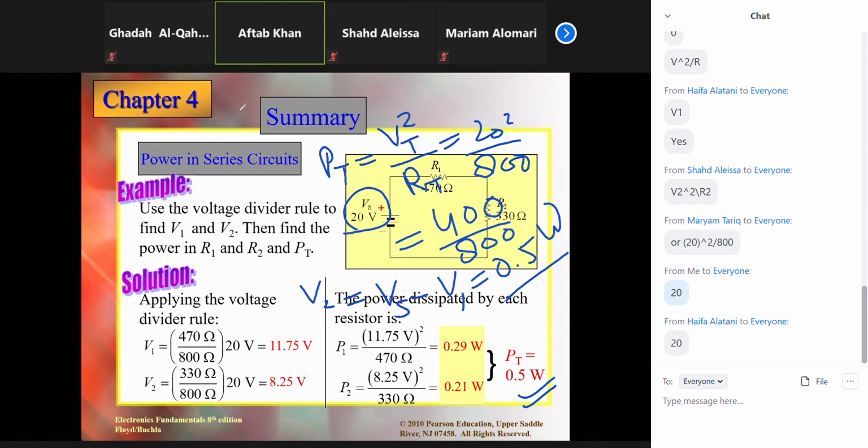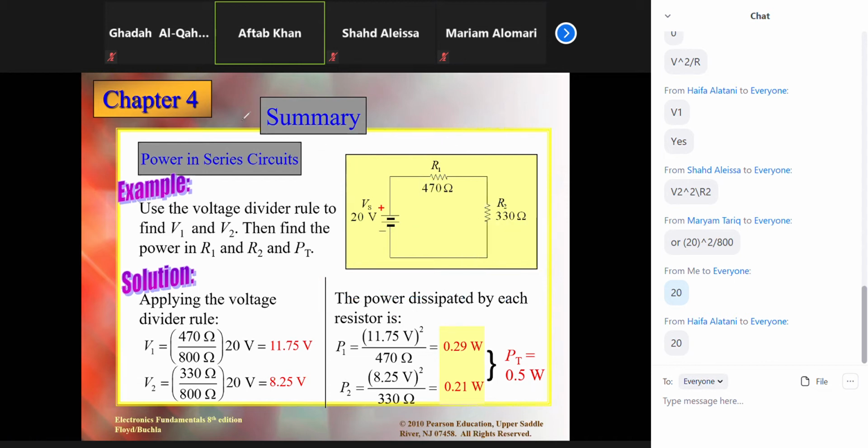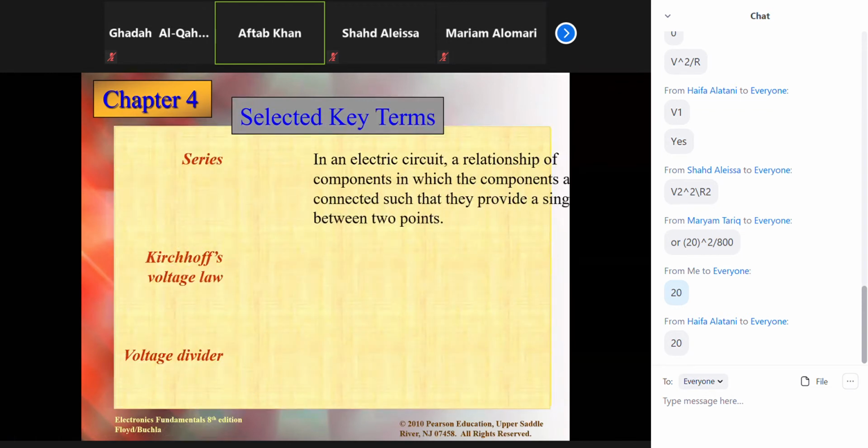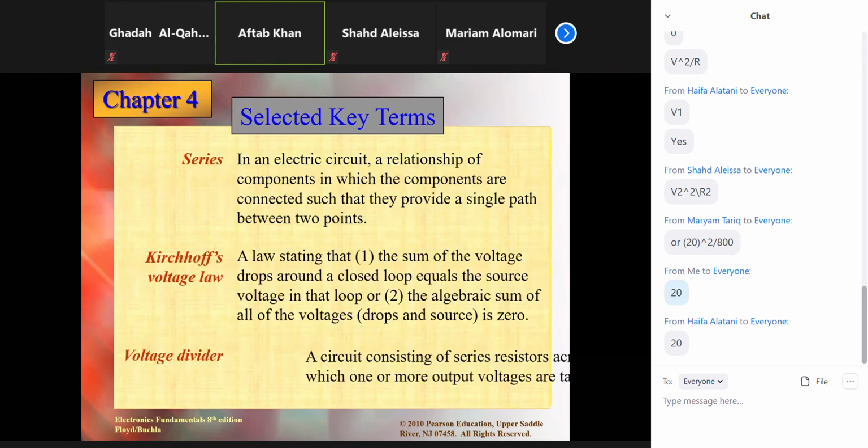It depends upon the question, what they are asking. Are they asking this way or that way? You are free to choose your steps, how you are going to solve it. All right. So this way we are done with this chapter. Let's go through the questions of this one.